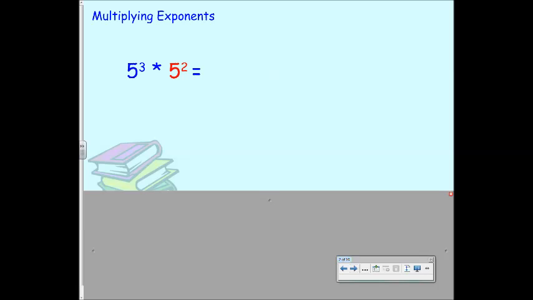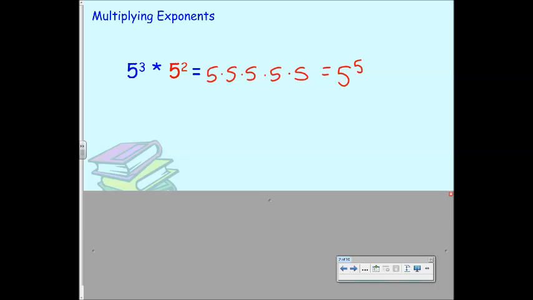What would this look like? 5 times 5 times 5. And what would this look like? Times 5 times 5, right? We've got 3 and we've got 2. So I can do all that, but how would I write this if I wanted to condense it back? This would be the same as what? 5 to the power of 5. So 5 to the 5th power.